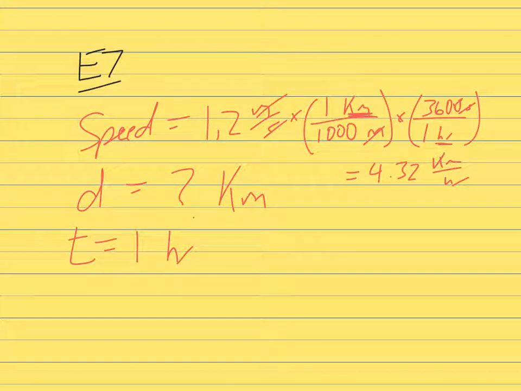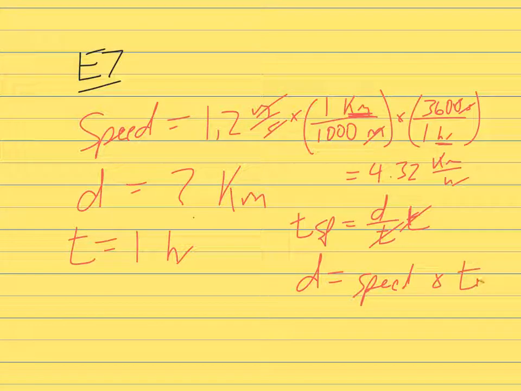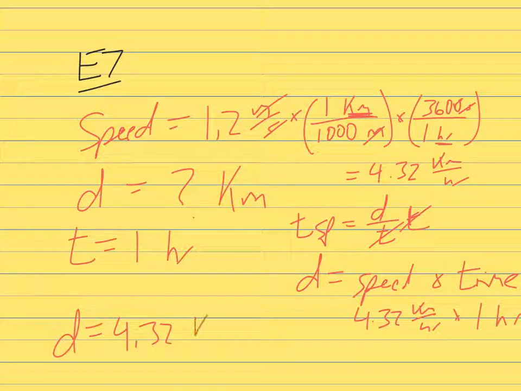I know that speed is the distance divided by the time. I want to solve for distance, so I multiply time up to the top. Distance is going to equal speed times time. Speed times time, so it's 4.32 kilometers per hour times 1 hour. That tells me that the distance that he can travel is equal to 4.32 kilometers.